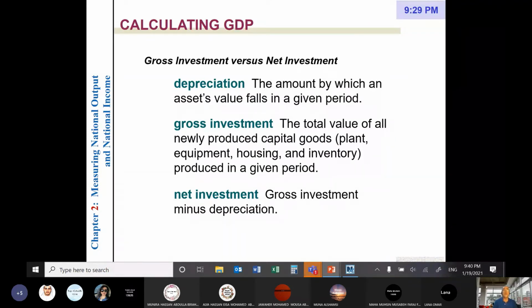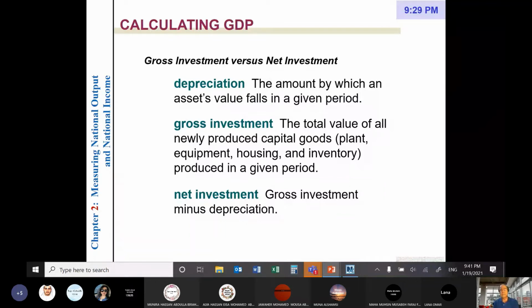What's the meaning of depreciation in Arabic? Another word, yes, it's true. Depreciation: هو نقصان القيمة. Yes. الاندثار أو الإهلاك. Okay.